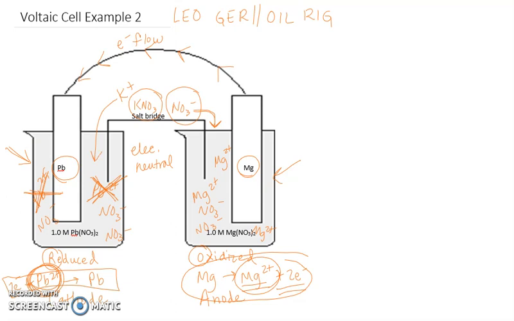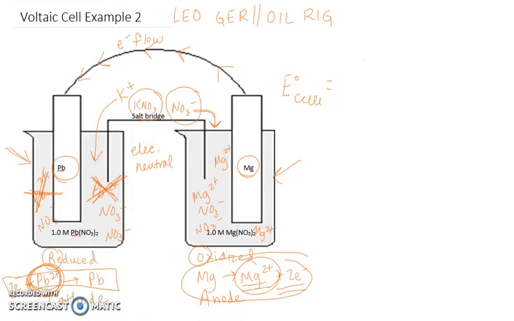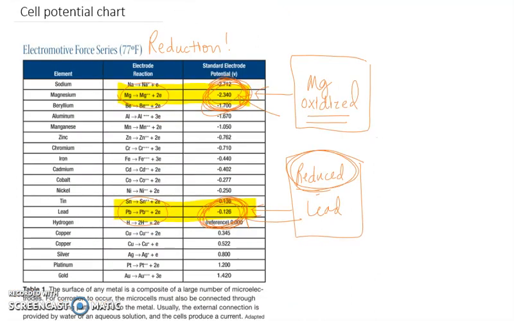Last but not least, let's talk a little bit about what our cell value is, our E cell for this. Let's go ahead and take back a look at our cell potential chart. We have our lead, which was negative 0.126. And then we're going to take a look back at our magnesium, which was negative 2.340.